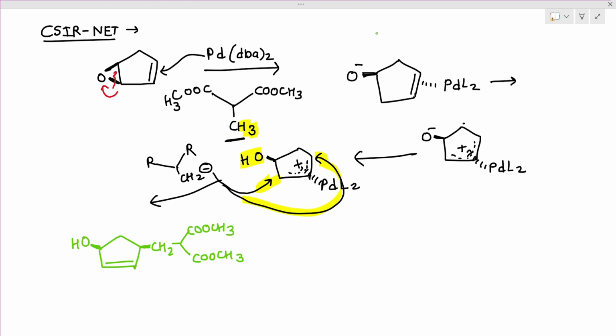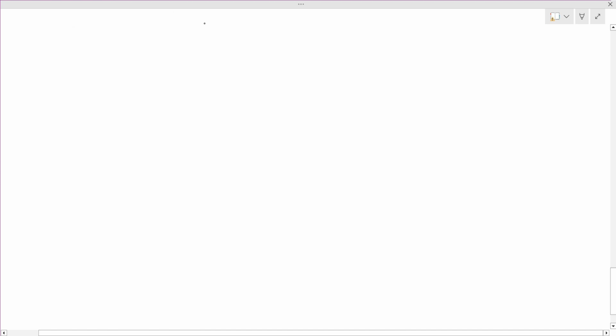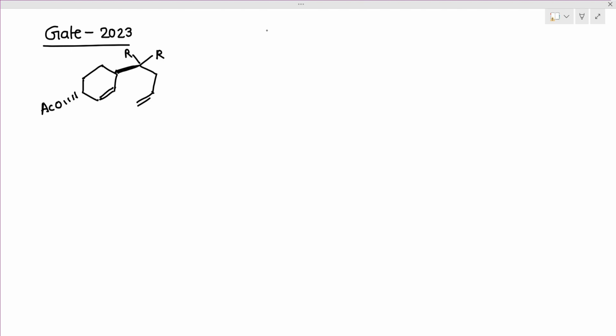Now see the next example. See here, we are taking an example from the GATE 2023 question paper. This is the compound that is given to you, and it is treated with Pd(PPh3)4.